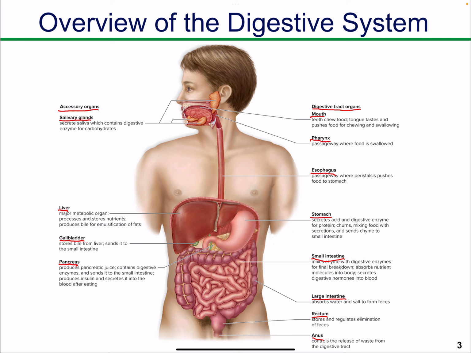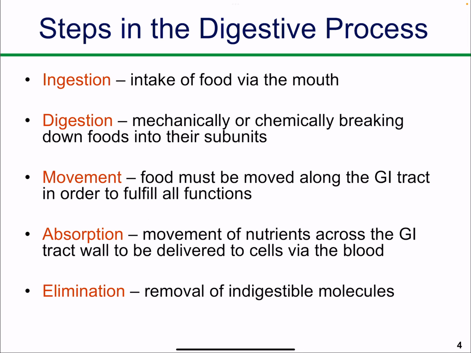So in terms of structure, we are going to dive into a section of the digestive tract and see the different parts that make up its structure. But before we do that, let's define some terms. One, ingestion. Ingestion happens in the mouth. This is the intake of food via the mouth. There, digestion is going to start. There are two forms of digestion. We have mechanical digestion and chemical digestion.